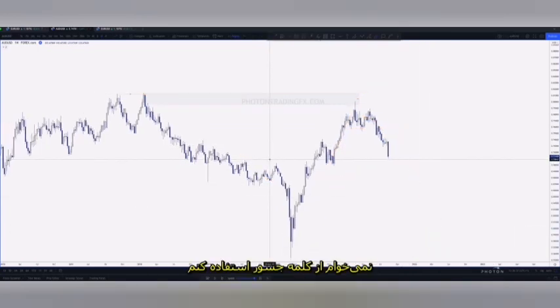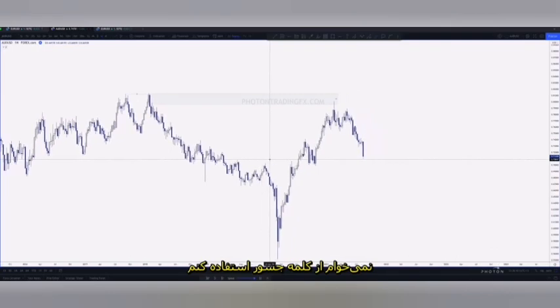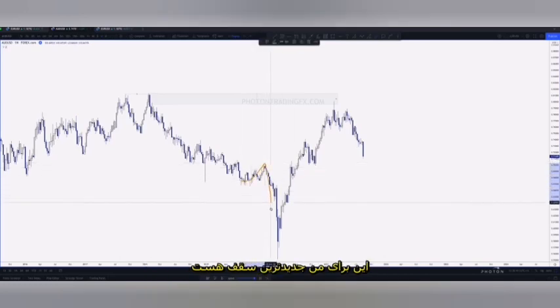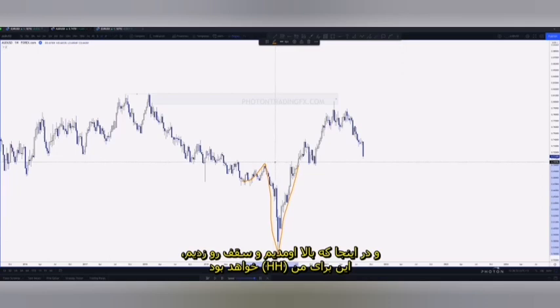Okay, I'm a little bit more, I don't want to use the word aggressive, so I wouldn't necessarily call it aggressive, but I'm a bit more tight with the way that I would define structure. That for me would have been the most recent high, that would have been that lower low, and then as we came up here, and we took that high, that for me would have been a higher high.